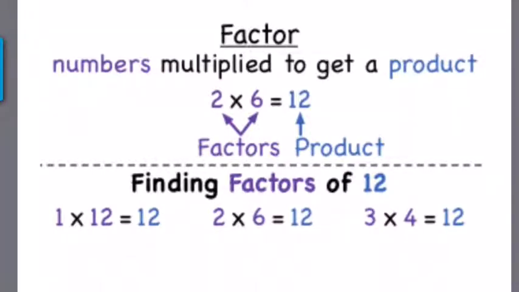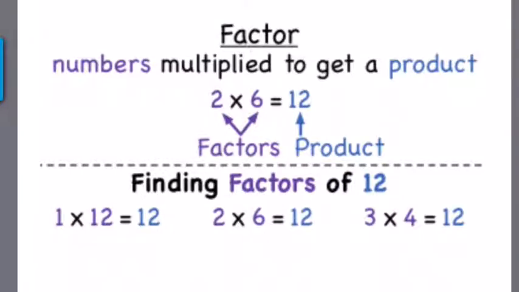So let's start with the definition of a factor. A factor is a number that is being multiplied to get a product. So if you have a multiplication fact like 2 times 6 equals 12, the factors are the numbers you're multiplying, 2 and 6, and your product is your answer to your multiplication fact. So when you are finding the factors of 12, you are looking for all of the numbers that you can multiply to get 12. So we have 1 times 12, 2 times 6, and 3 times 4. Those are all of the factors of 12.